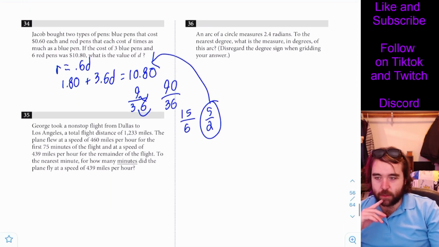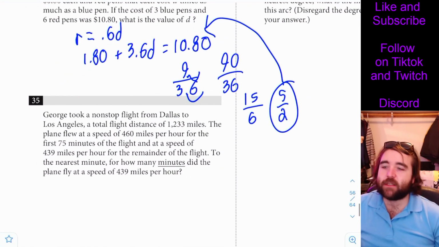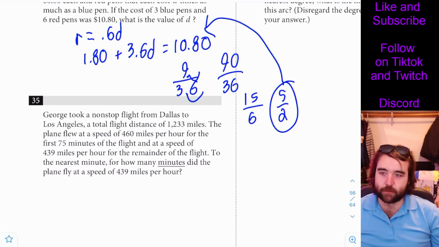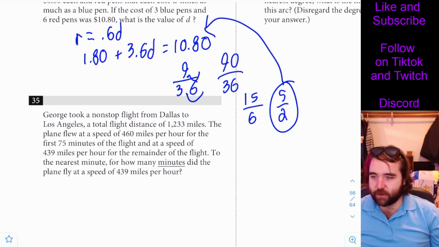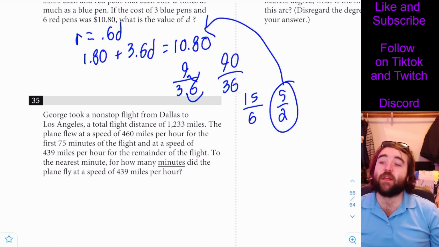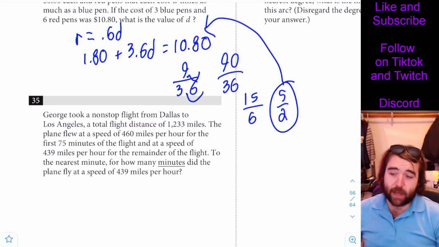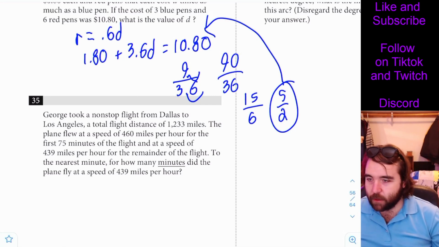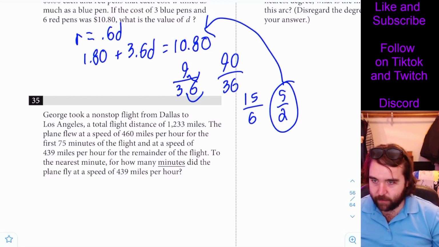All right. George took a non-stop flight from Dallas to LA. The total flight distance was 1,200 miles. That's far. The plane flew at a speed of 460 miles per hour for the first 75 minutes and at a speed of 439 miles per hour for the remainder of the flight. Why'd they slow down? To the nearest minute, for how many minutes did the plane fly at a speed of 439 miles per hour? Oh, okay.